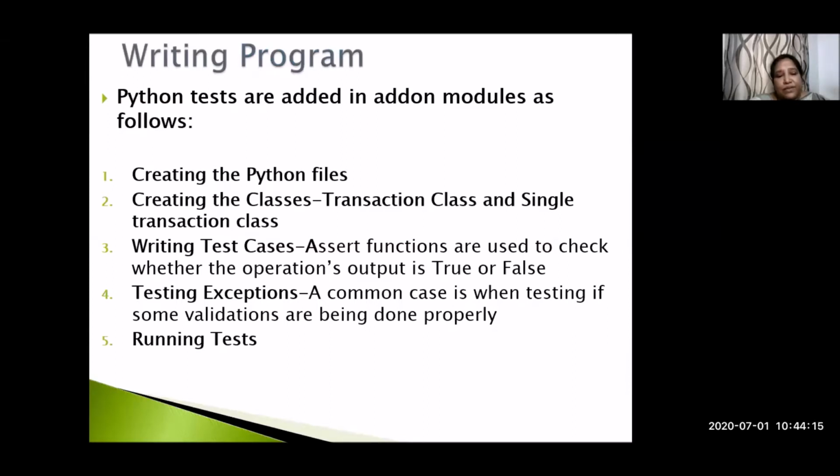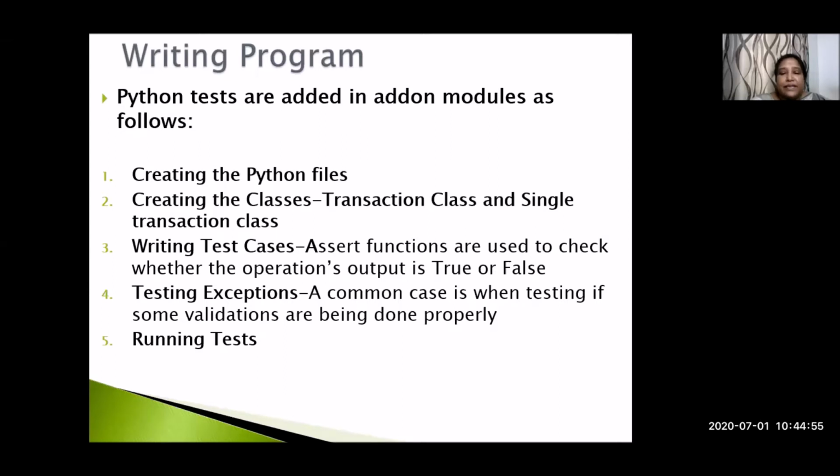The first step, as usual in Python, whether you are going to use IDLE or Anaconda, anything, is to create the Python files. Why is this point given? Any file you create, you just have to use the .py format. That's why the first point is creating the Python files. And the second step is creating the classes. Creating the classes means there are 2 types of classes. The one is the transaction class and the other one is the single transaction class.